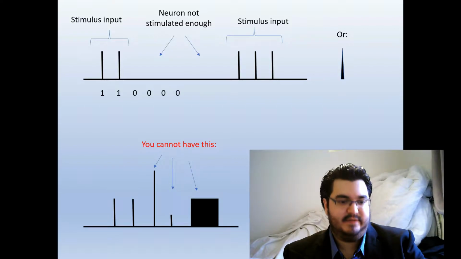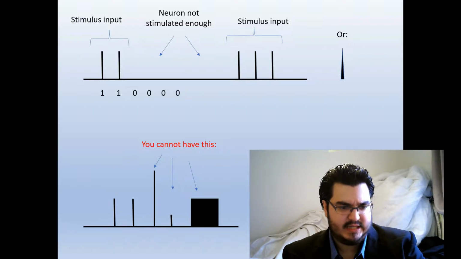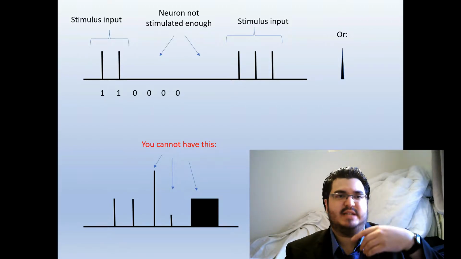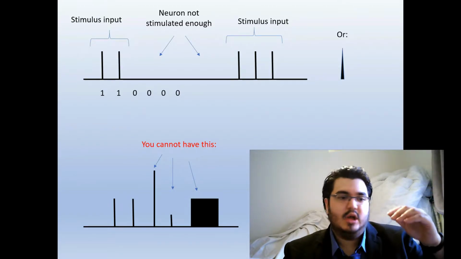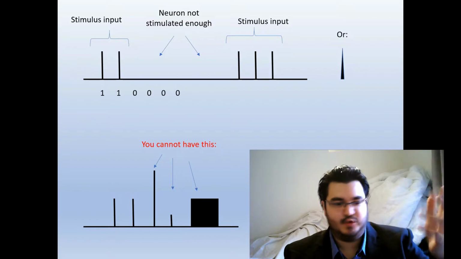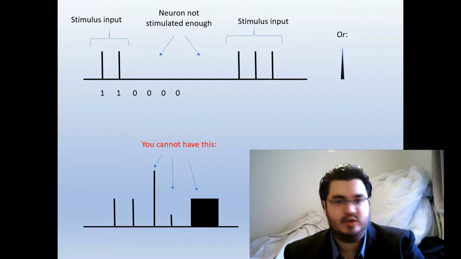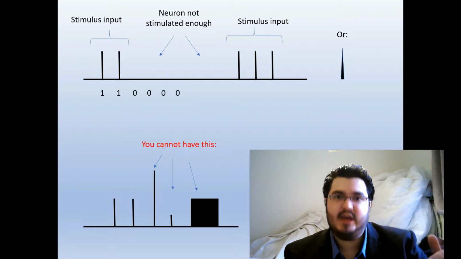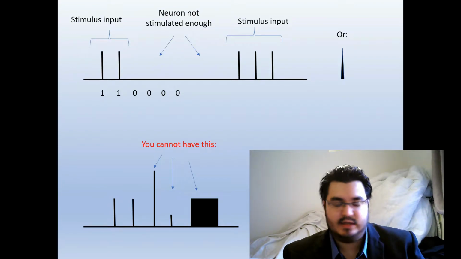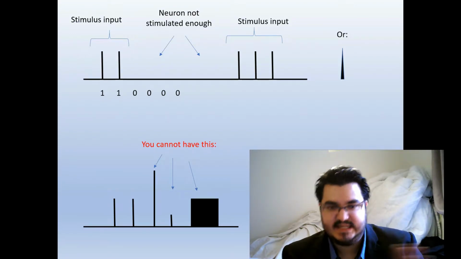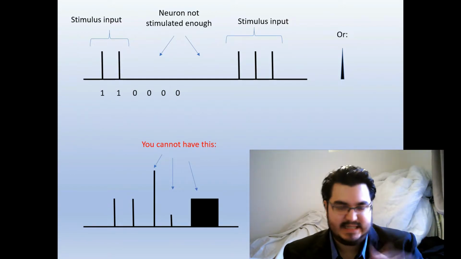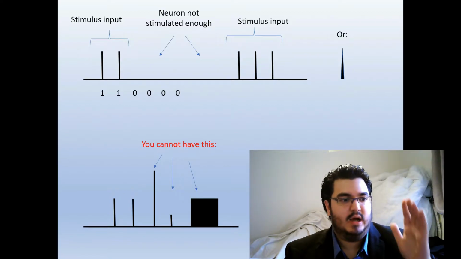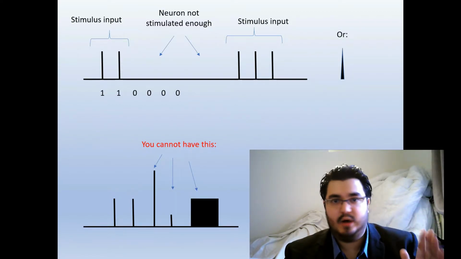In the bottom right here, you have a 1, but you cannot have a 2. Either the action potential fires with an amplitude of 1, which is an arbitrary unit, or it doesn't fire at all. You can't have a value of 2, you can't have 0.5, and you can't have a continuous signal like the black block here. It fires once with a value of 1, or it doesn't fire at all.